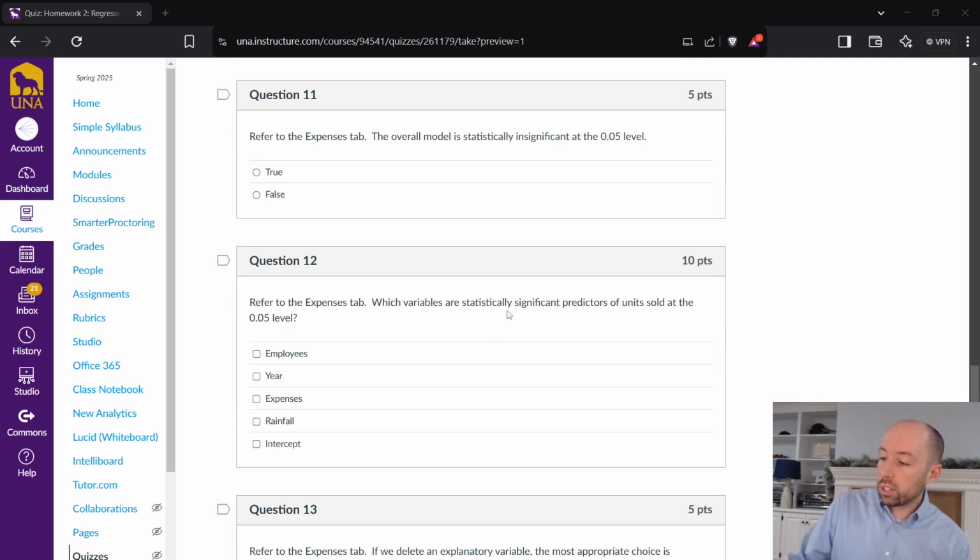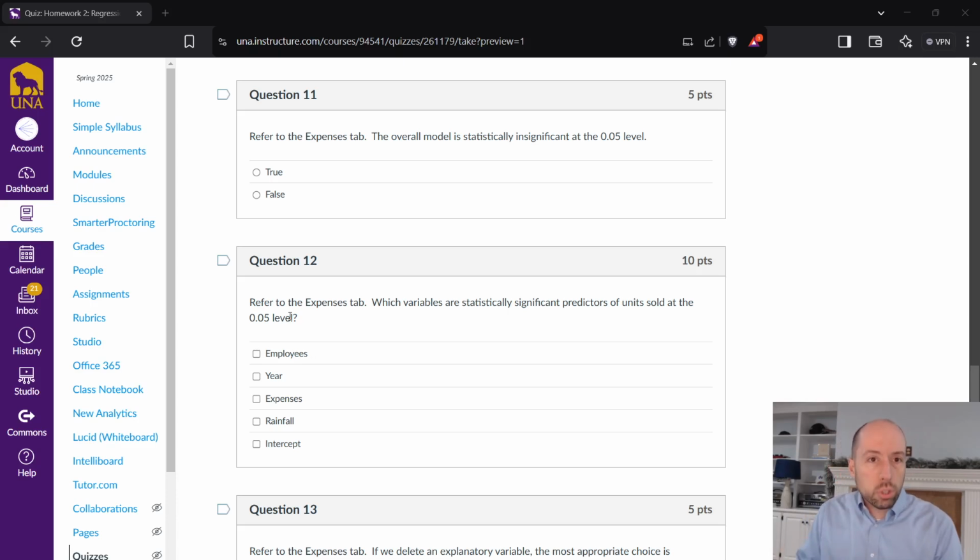Which variables are statistically significant predictors of units sold at the 0.05 level? Interesting. Choose all of them that apply. So we're going to look for p-values on all of these. And notice the intercept is an option here.